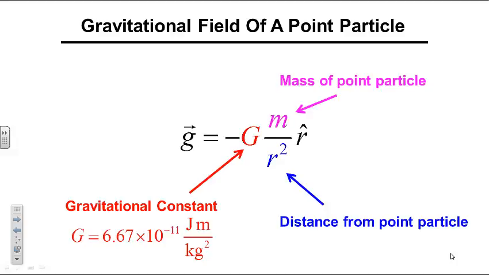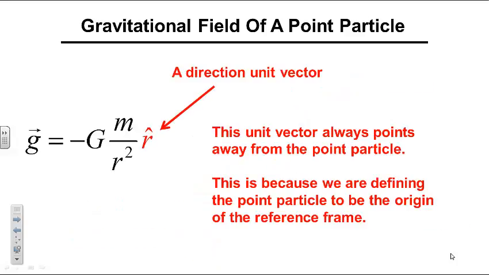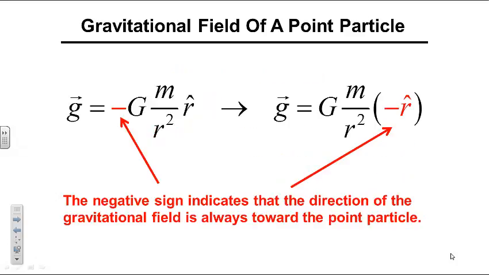It depends on the gravitational constant, the mass of the point particle, and the distance from the point particle to the position where the gravitational field is measured. The vector r hat is a unit vector. According to standard definitions, this vector points away from the point particle. The negative sign in our equation thus indicates that the direction of the gravitational field is towards the particle. That is, the direction of the gravitational field is in the negative r hat direction.